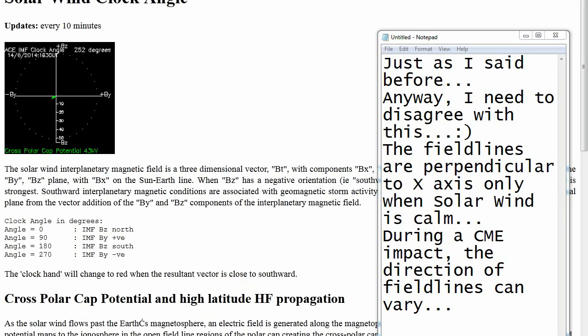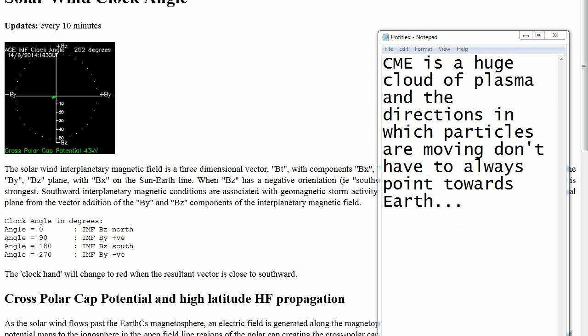Anyway, I need to disagree with this. The field lines are perpendicular to the x-axis only when solar wind is calm. During a CME impact, the direction of field lines can vary. CME is a huge cloud of plasma, and the directions in which particles are moving don't have to always point towards Earth.